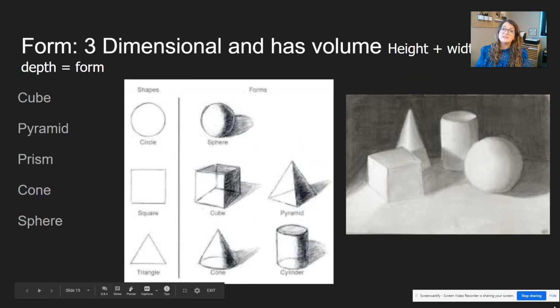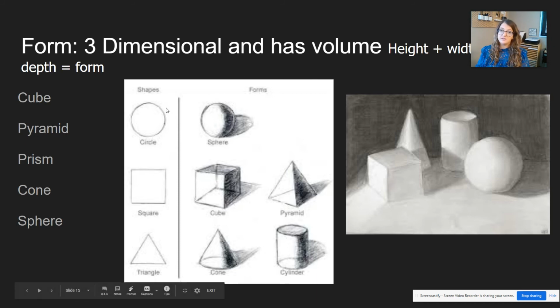Form. Form is three-dimensional and has volume. So it's height plus width plus depth equals form. So you have cube, pyramid, prism, cone, sphere, things like this. The difference between shape and form is that shape is two-dimensional and form is three-dimensional.